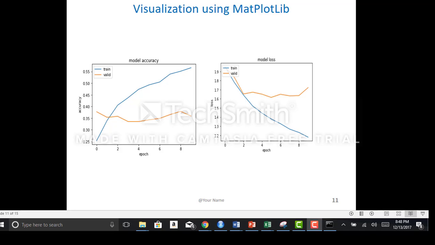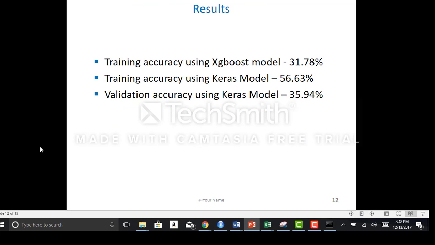This is the graph that we obtained from Matplotlib that shows the model accuracy and model loss. Moving on to the final results. The training accuracy using the XGBoost model was 31.78%, whereas the training accuracy I achieved using the Keras model was 56.63%, and the validation accuracy using the Keras model was 35.94%. One of the reasons the accuracy is low is that the data set is relatively small. If we have more clinical evidence, we could create a bigger model.